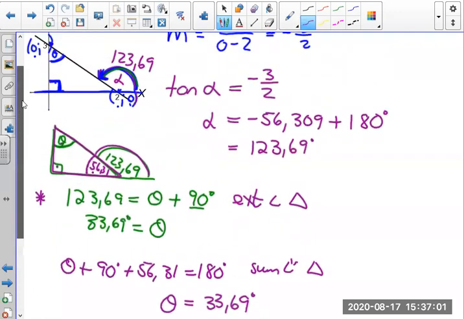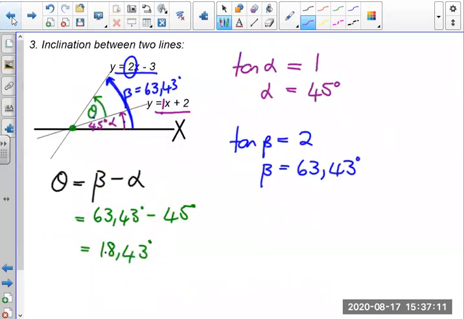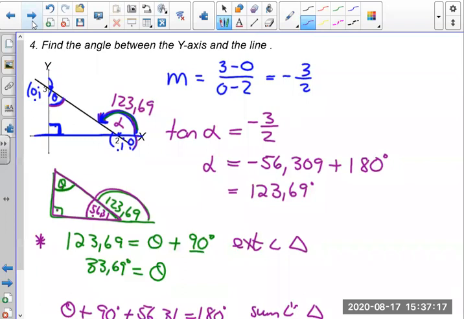So inclination helps you to solve other angles, even if they are not inclination angles, just like in the earlier example where you had to subtract two inclination angles to get the angle between the two lines. Okay, so that's how inclination can help you. Okay, let's do another one.